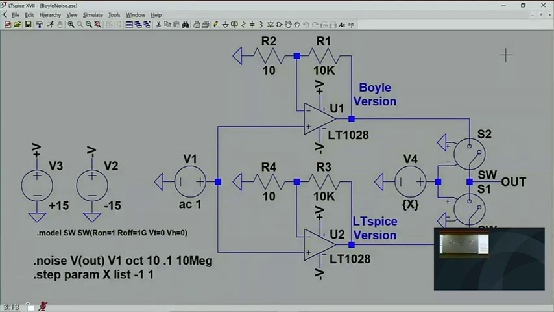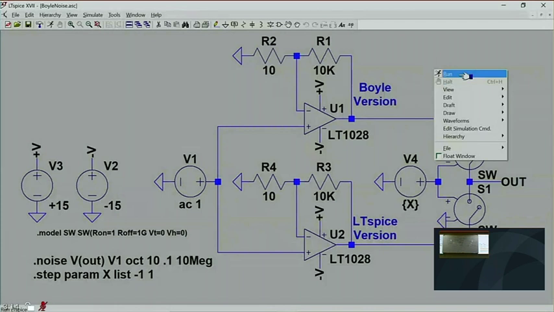All right, now what noise should we get? 0.85 nanovolt per root hertz times 1,000 will be 0.85 microvolt per root hertz. This resistive network will have some Johnson noise and add in. The correct answer is that you should have a microvolt per root hertz on the output of this op-amp. And let's compare this to the Boyle version compared to the LT Spice version of the op-amp.